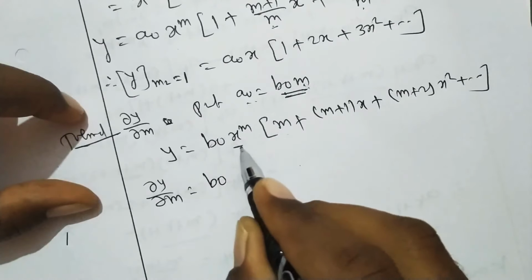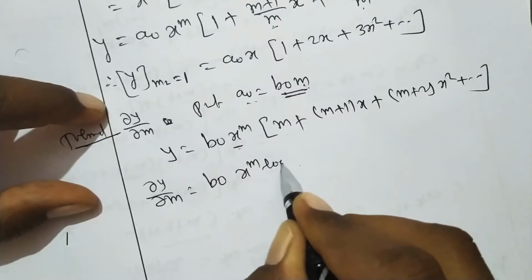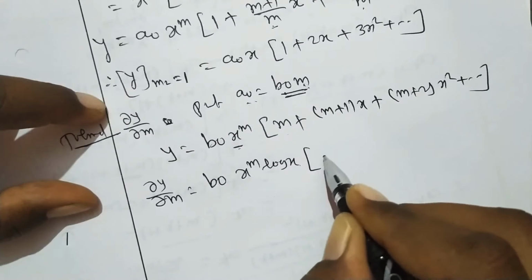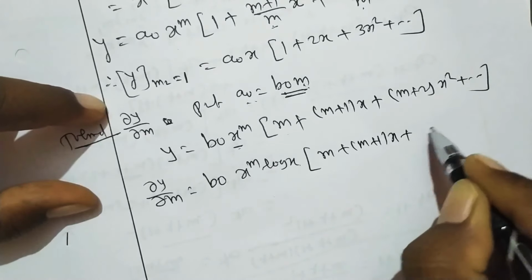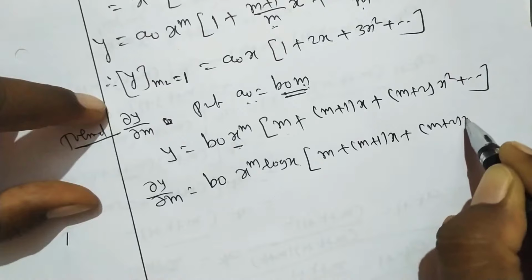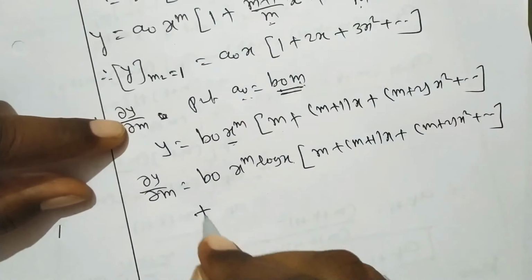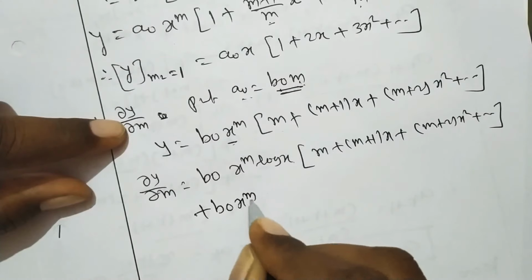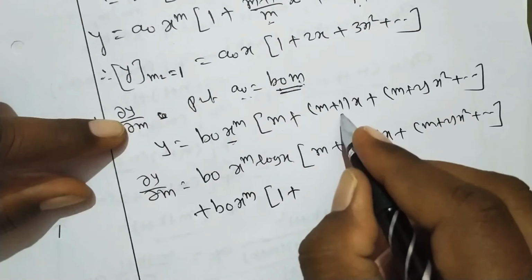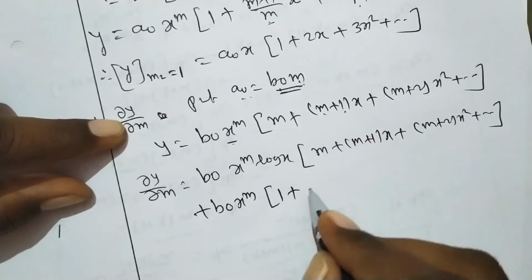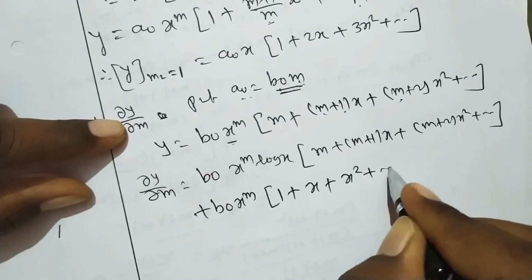So b0 keep as it is, derivative of x raised to m with respect to m is x raised to m into log x, into this bracket as it is, that is m plus 1 into x plus (m plus 2) into x square plus so on, plus b0 into x to the power m as it is, into derivative of this bracket. Derivative of m is 1, plus derivative of (m plus 1): m's derivative will be 1, 1's derivative will be 0, x plus derivative of (m plus 2) is also 1, x square plus so on.